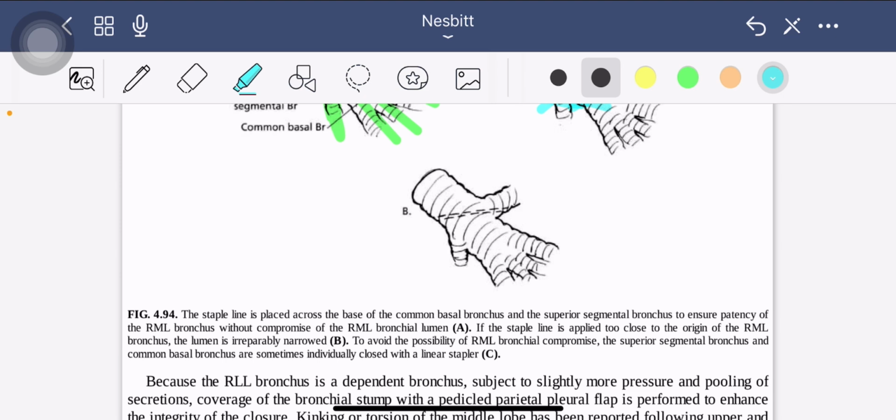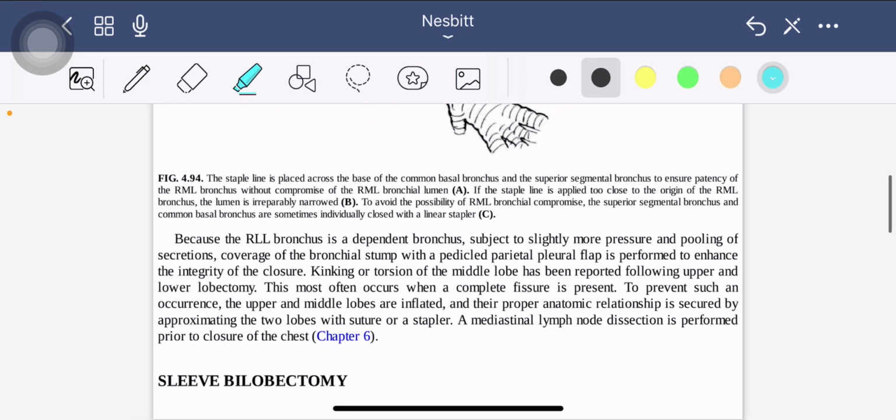So a staple line is placed across the base of the common basal bronchus and the superior segment bronchus to ensure patency of the right middle lobe bronchus without compromise of the middle lobe bronchial lumen. If the staple line is applied too close to the origin of the right middle lobe bronchus, the lumen is irreparably narrowed. To avoid this possibility, the superior segmental and the basal bronchus are sometimes individually closed with a linear stapler.